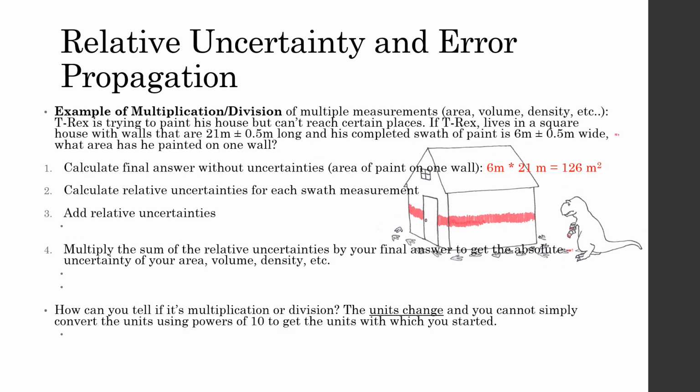The first step in finding our relative uncertainty and propagating error is we want to calculate the final answer without any uncertainties. So just the area of paint that T-Rex has completed on one wall. The swath is 6 meters wide. We know the wall is 21 meters long, so 6 times 21 gives us 126 meters squared.